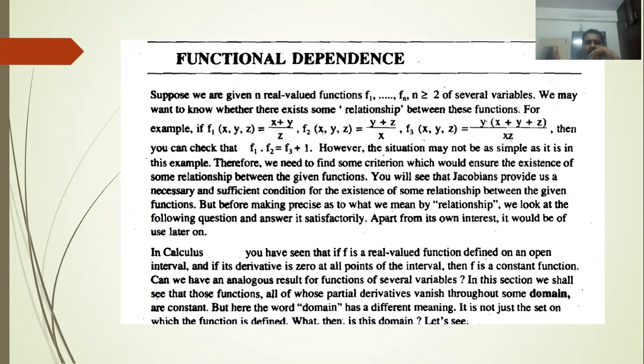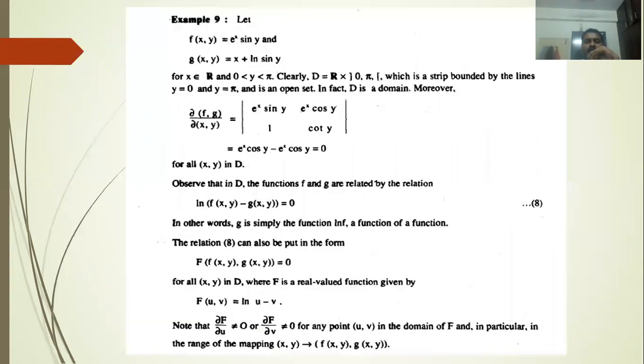If the derivative vanishes, that is for a function of a single variable. We want an analogy for the same for a function of several variables. We see that those functions, all of whose partial derivatives vanish throughout some domain, are constant. But here, the word domain has a different meaning. It's not just a set on which the function is defined. Then let's see what a domain is. Let's see a couple of examples.